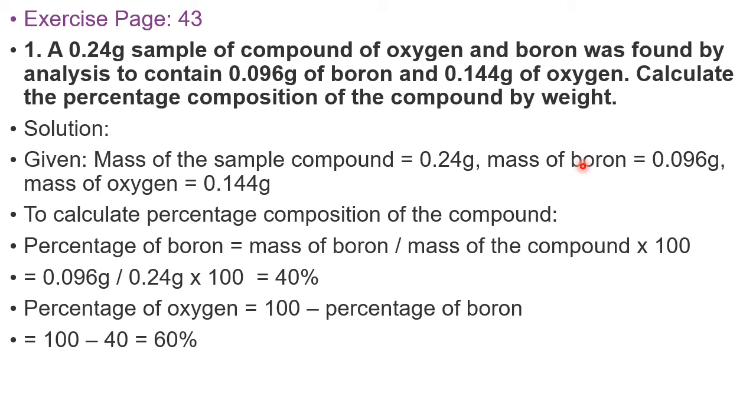So 0.24 gram sample contains 0.096 gram of boron. For 100, how much? That gives you 40% of boron. And we have only two elements in the compound. So out of 100, one is known, other one is 100 minus that one. So 100 minus 40 equals 60%.